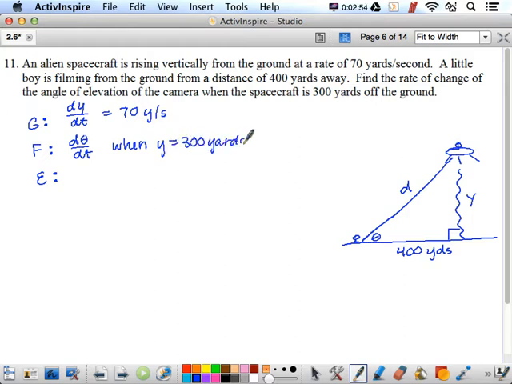All right. So that's the nice thing about trig, is that you don't have to have all three of the sides. You only need two of them. And since I'm not interested at all in this distance, we're going to choose a trig function that doesn't use the hypotenuse. So that would be tangent, right? So tangent of theta would equal y over 400. So let's let that be our equation. Tangent of theta equals y over 400.